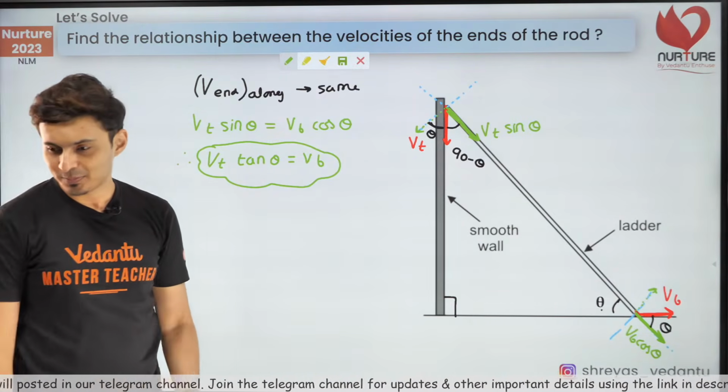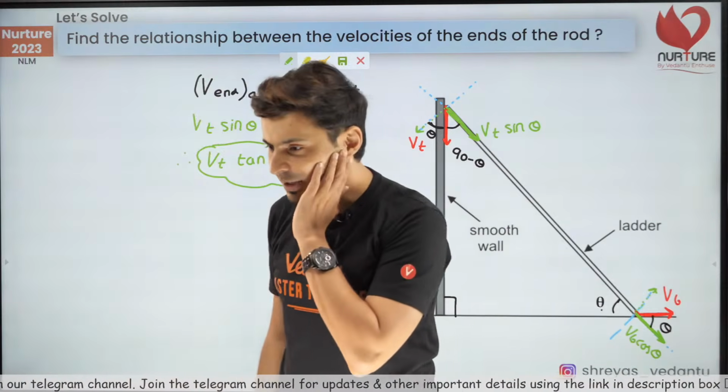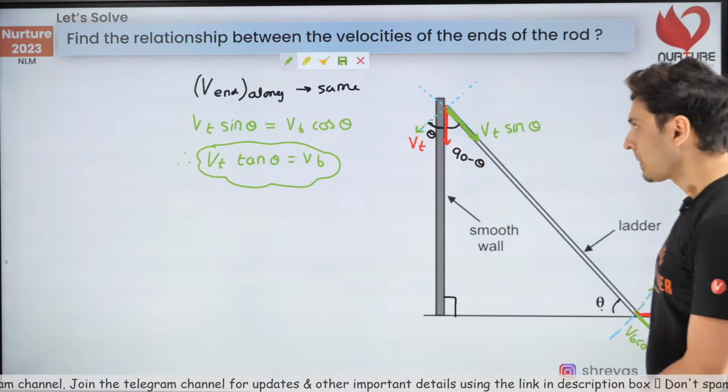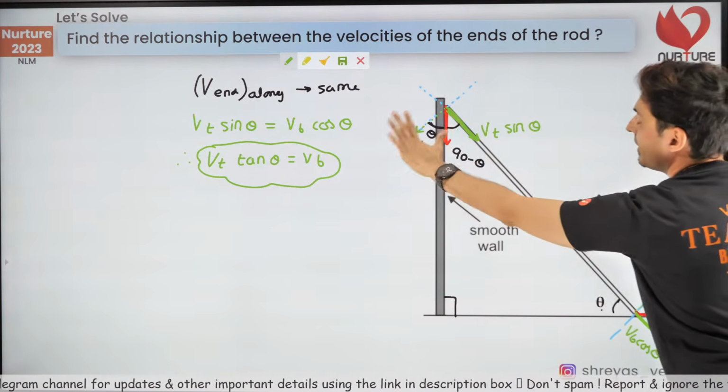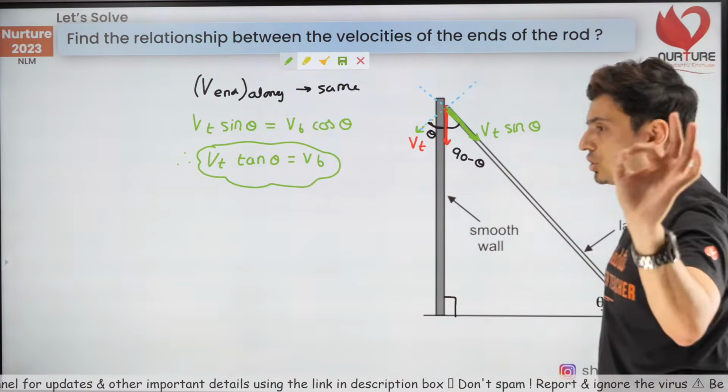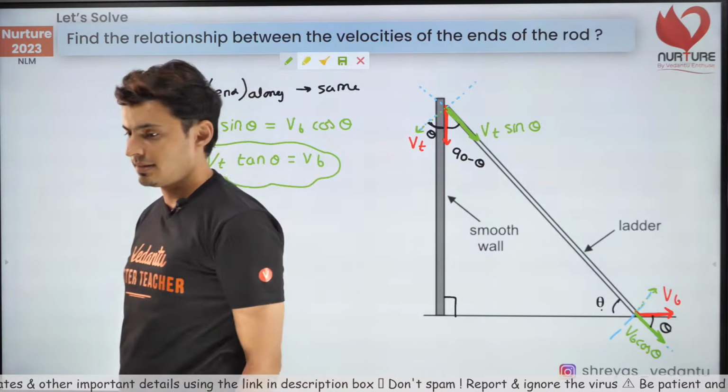As simple as that. How many of you got it? Did you understand how to do this question? So just take the components of the velocities along the rod. Rest all is geometry, nothing else.